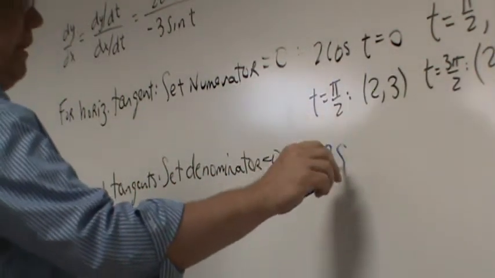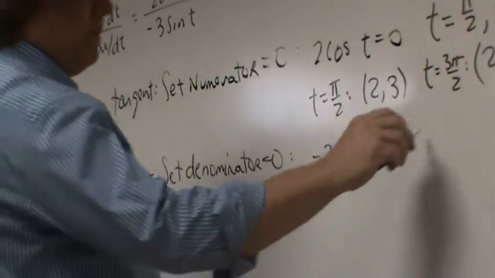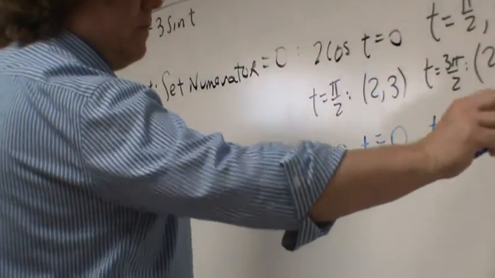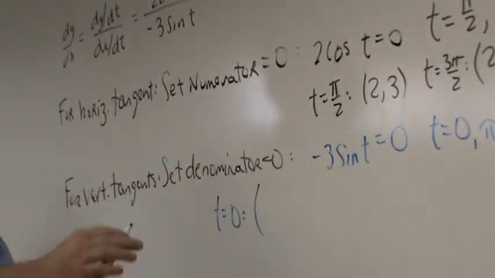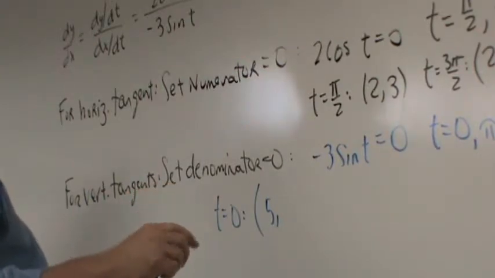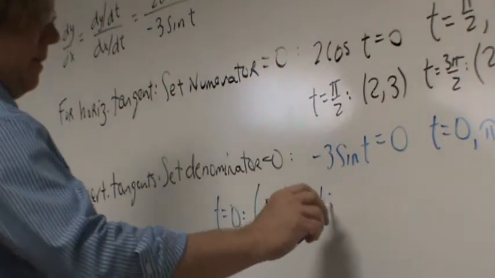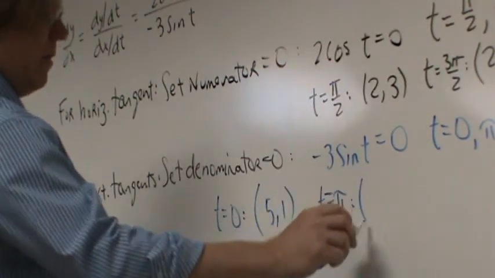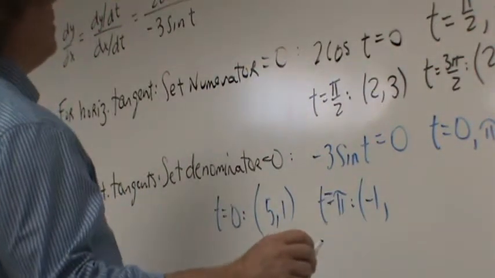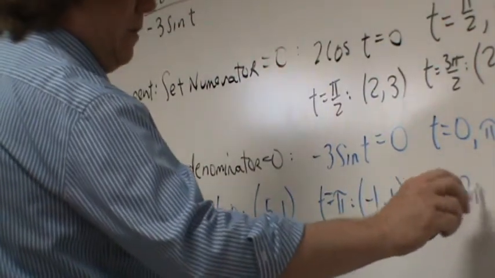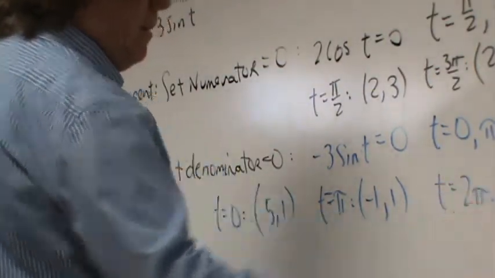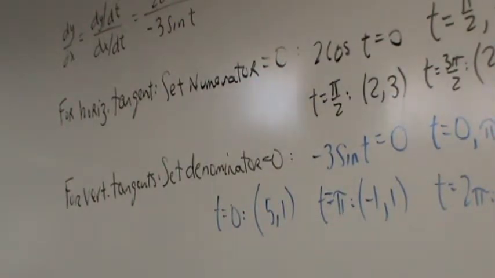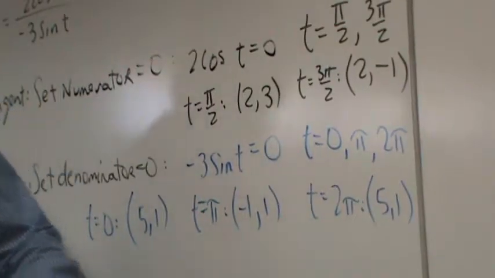Hopefully everyone here is applying -3 sine t equals 0. It's going to be the same as that guy. So, you guys getting the points -1, 1 and 5, 1? Okay, now we could have observed this just by graphing it, right?